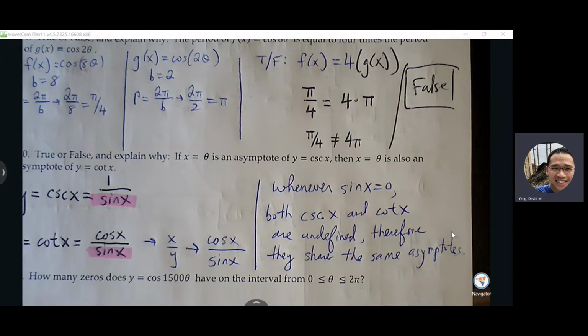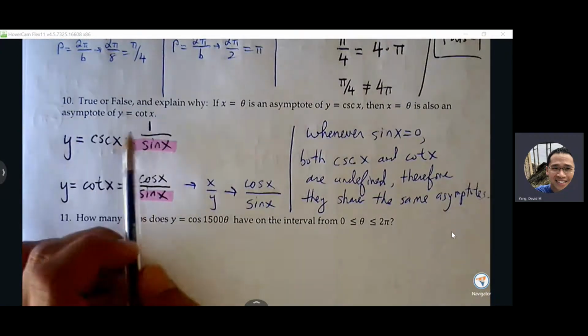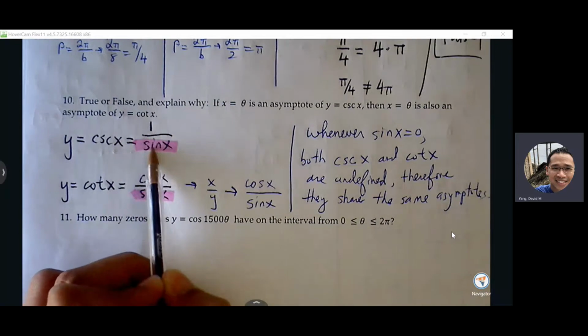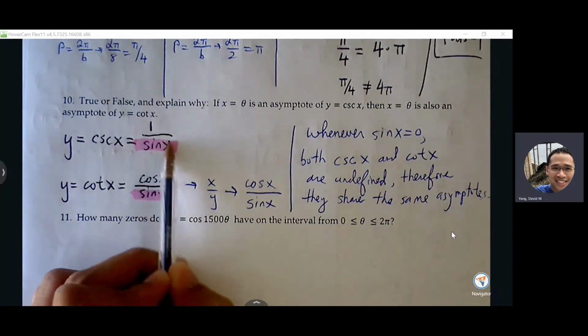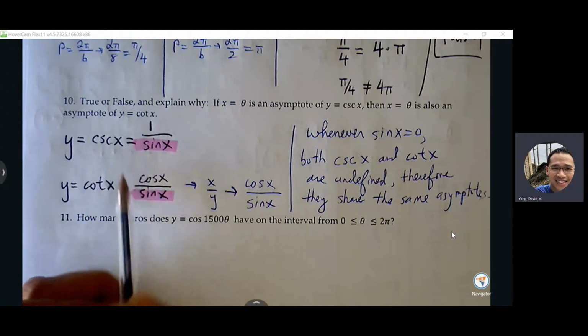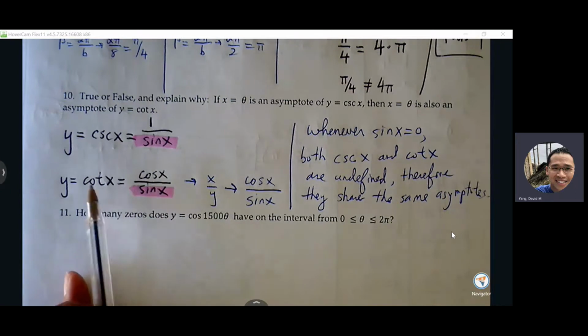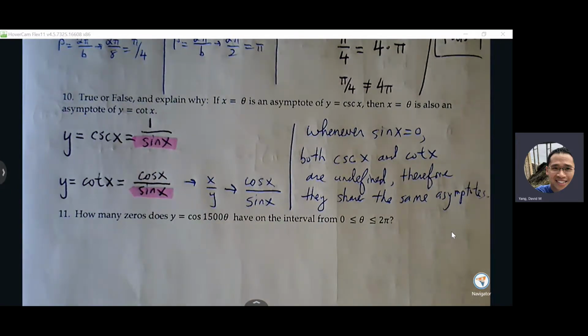Yes, I'm sorry. We'll explain the problem. Oh yeah, for number 10. So number 10, cosecant is 1 over sine, right? So whatever makes sine 0 is where the asymptote is for cosecant. And cotangent is cosine over sine, right? So whatever makes sine 0 is also where your cotangent will be experiencing 0. So we can cross out 11.